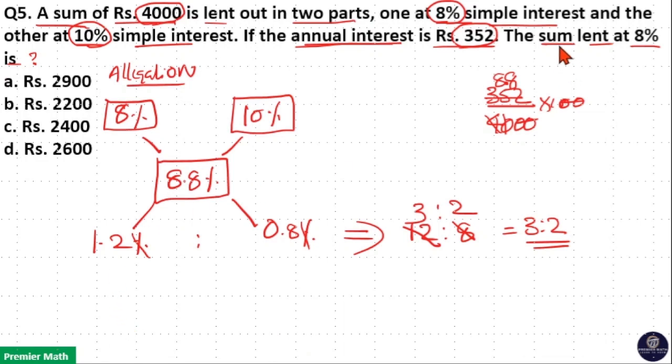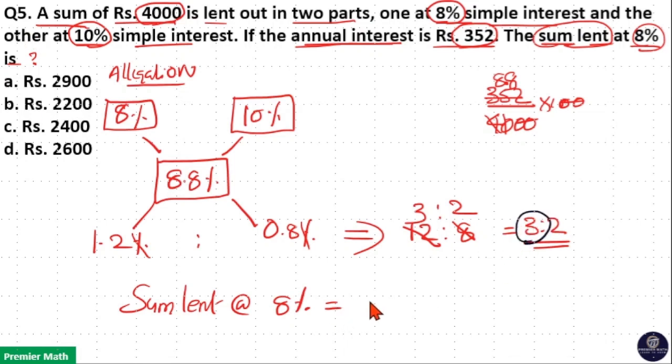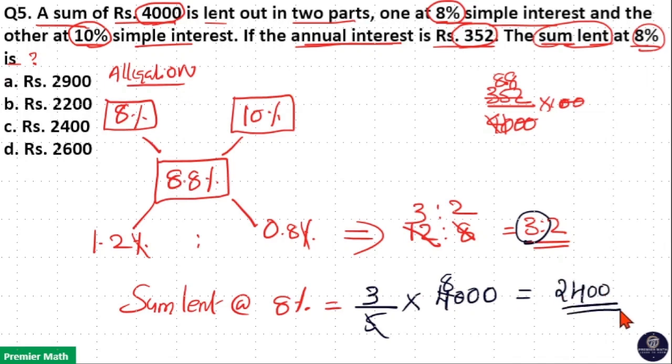Now we need to find the sum lent at 8%. So the sum lent at 8% is equal to 3 parts. So 3 out of the total parts, 3 plus 2, 5, and the total money is 4,000. Now 3 by 5 of 4,000. 5 goes 8 times in 40. So 3 into 800 is 2400. So option C is your answer.